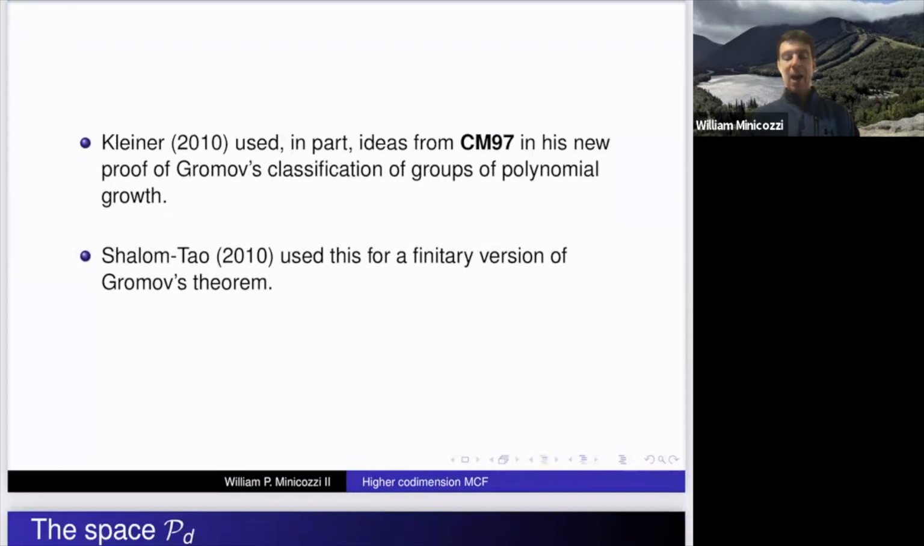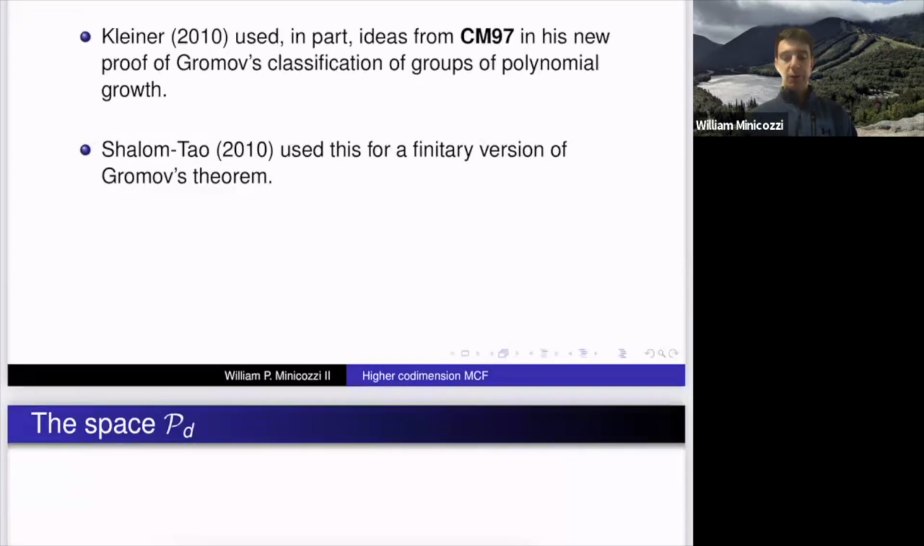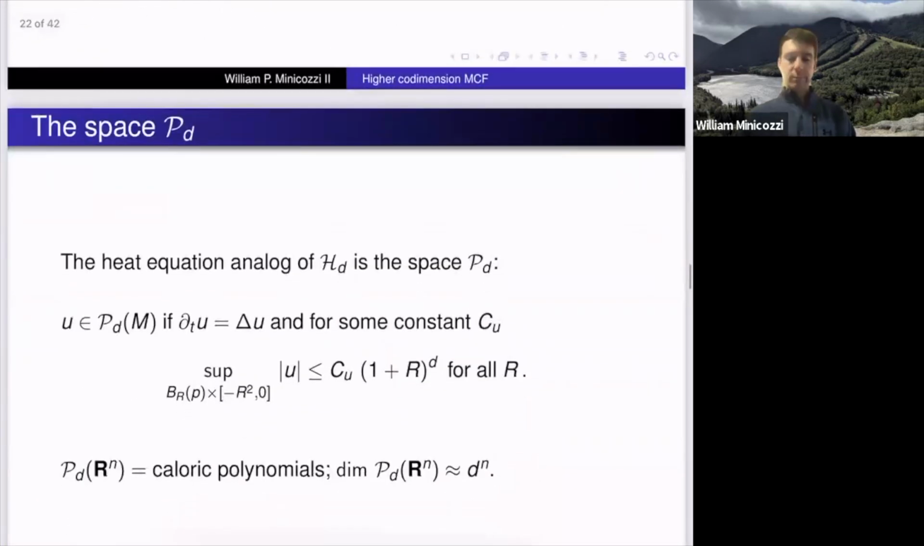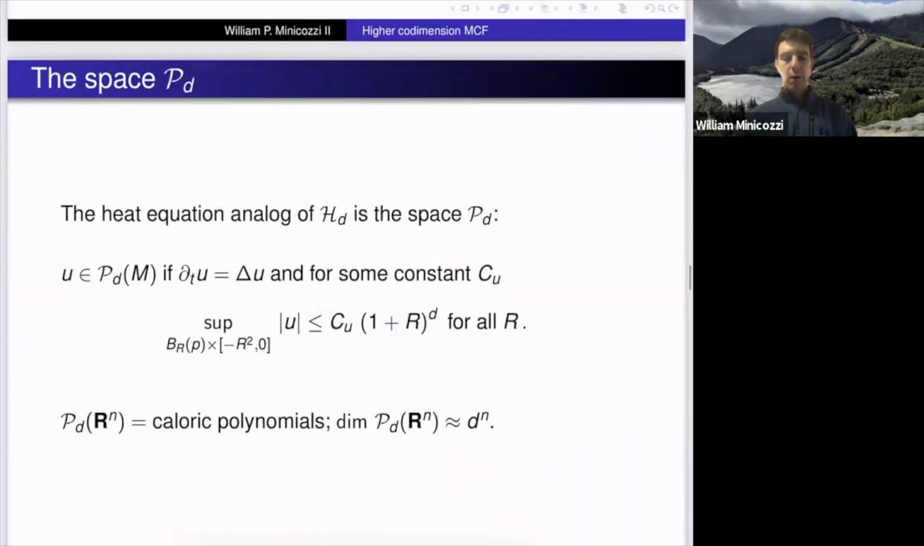Shalom and Terry Tao built on what Bruce did to prove a finitary version of that, basically. So yeah, an effective version. You don't have to go all the way to infinity. Okay, so that's our quick review of the spaces HD and harmonic functions of polynomial growth.